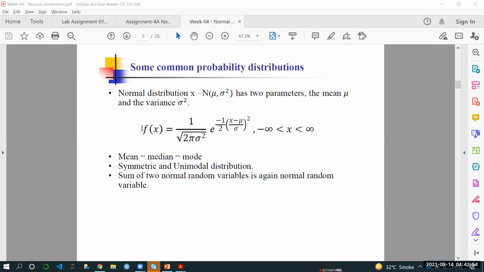And the functional form of this distribution: f(x) is equal to 1 over the square root of 2 pi sigma square, e to the power minus half, x minus mu divided by sigma, whole square.